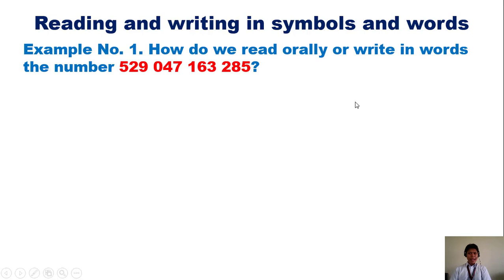Let's start with reading and writing numbers in symbols and words. Example number one, how do we read orally or write in words the number 5290471638285? Okay, the first step that we are going to do is count the number of digits. We have 3, 6, 9, and 12 digits.